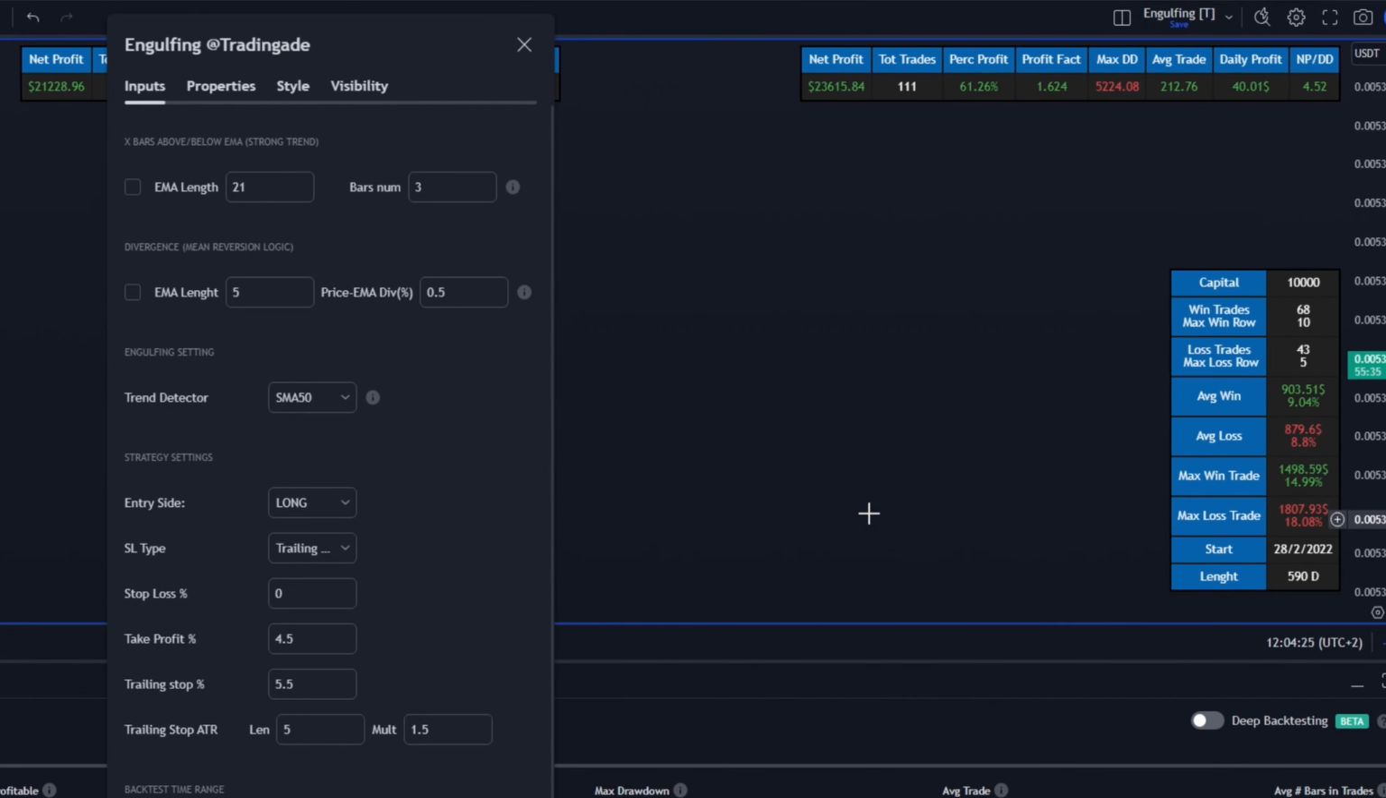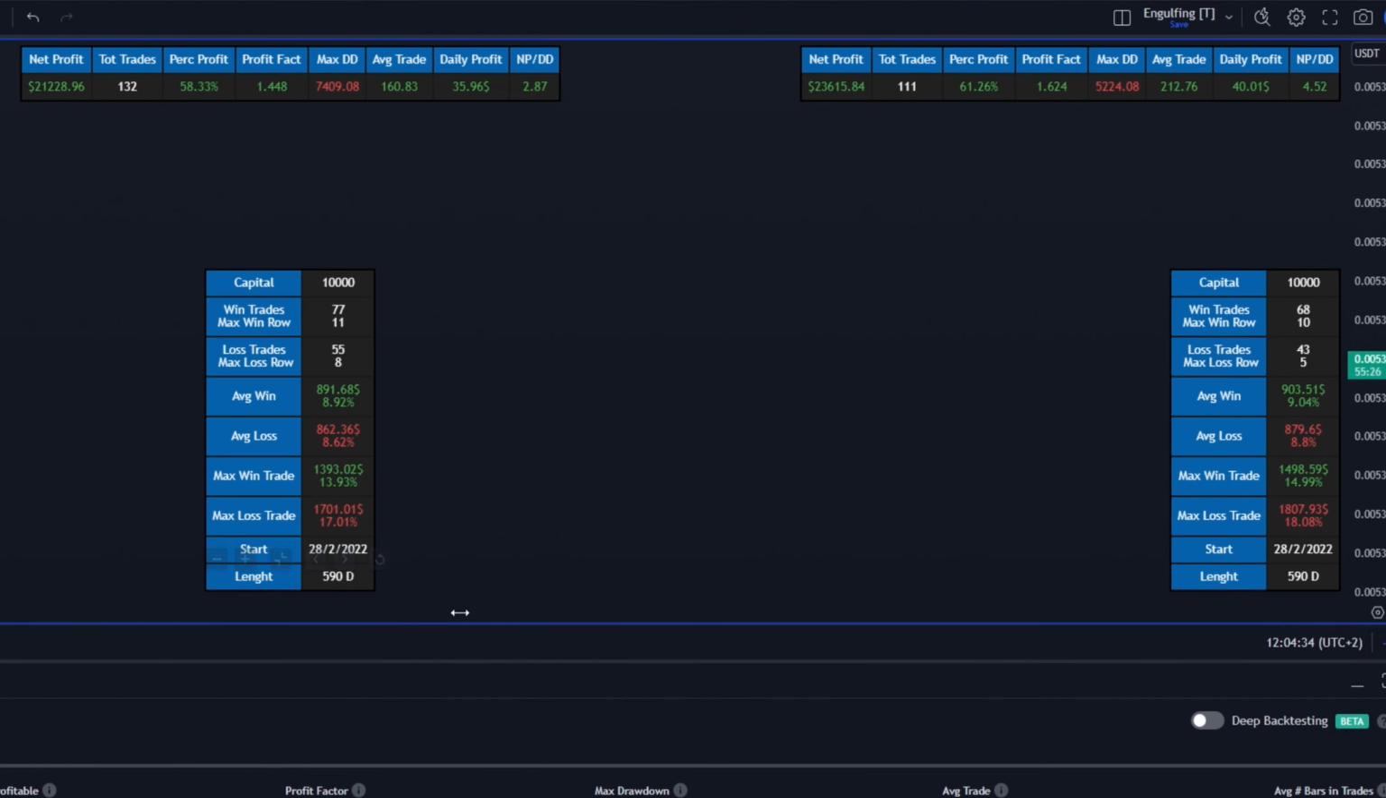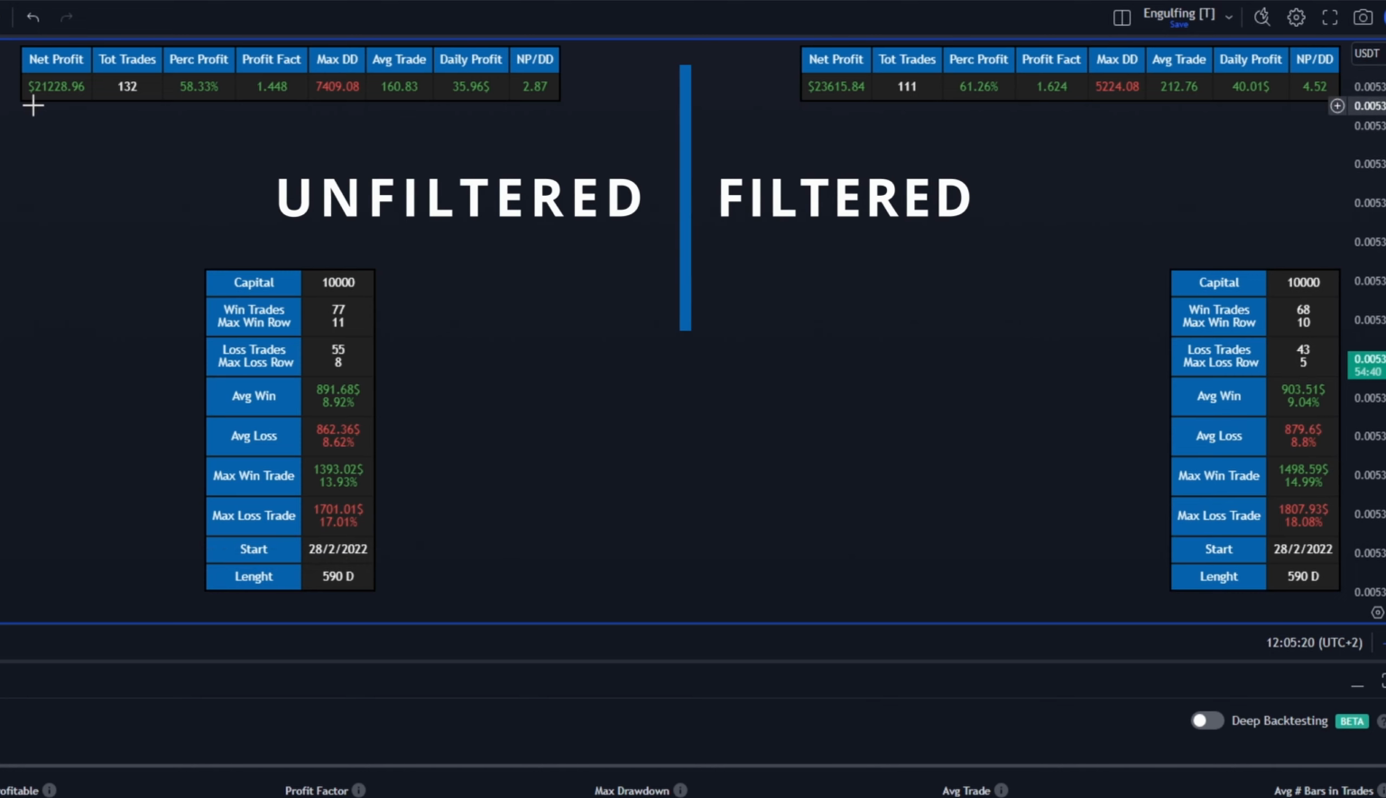And just to show you the difference between the filter applied and without the filter applied, we are going to see a comparison. Net profit is slightly less with the non-filtered strategy, $21,000. With the filter applied, $23,000. Of course, with the filter strategy, we have fewer trades. Percentage profitable, it's better here. There is not this huge difference.